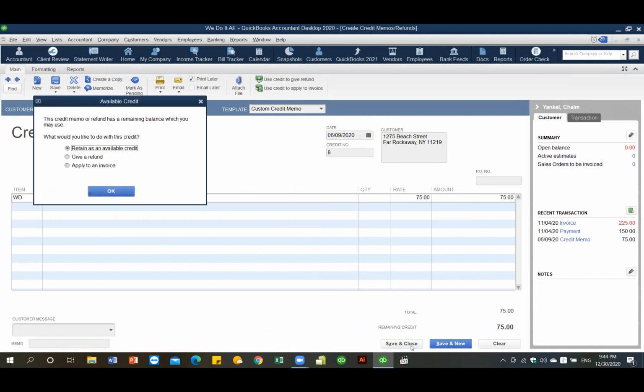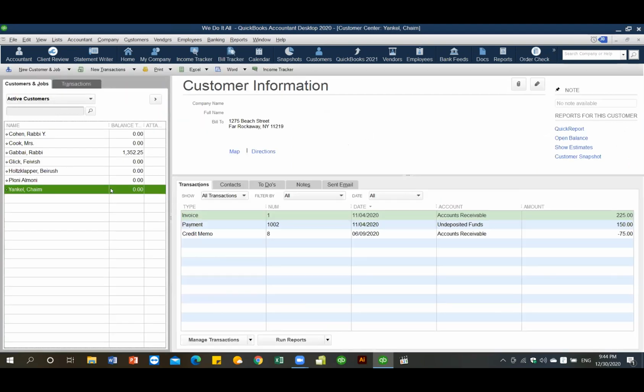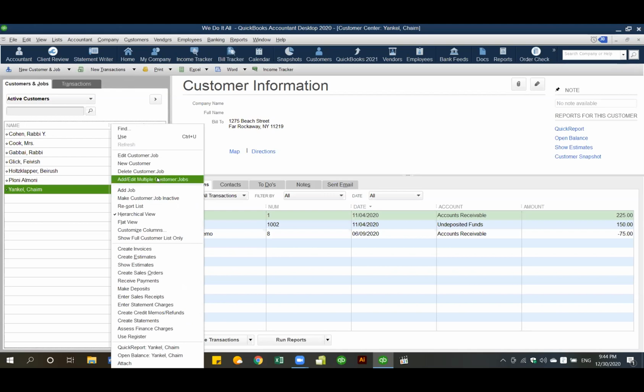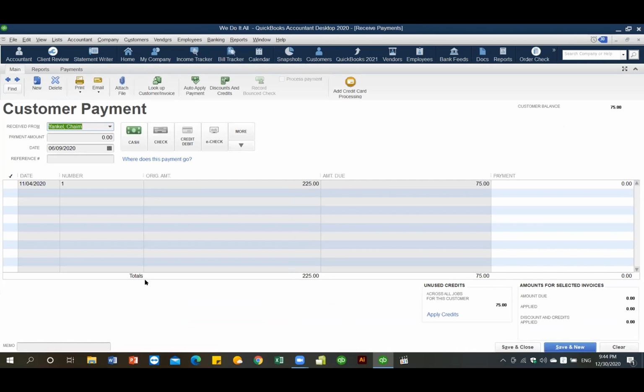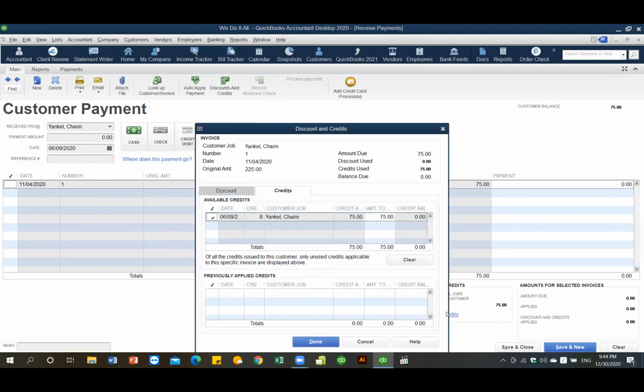Okay, so now he's gone. Retain available credit. Good. Yankel Chaim is also there, right? Now right click Yankel Chaim again. Receive payments. You'll see his bill is still open. On the bottom there's apply credit. You see there's a credit for $75. So go apply credit. And press done.